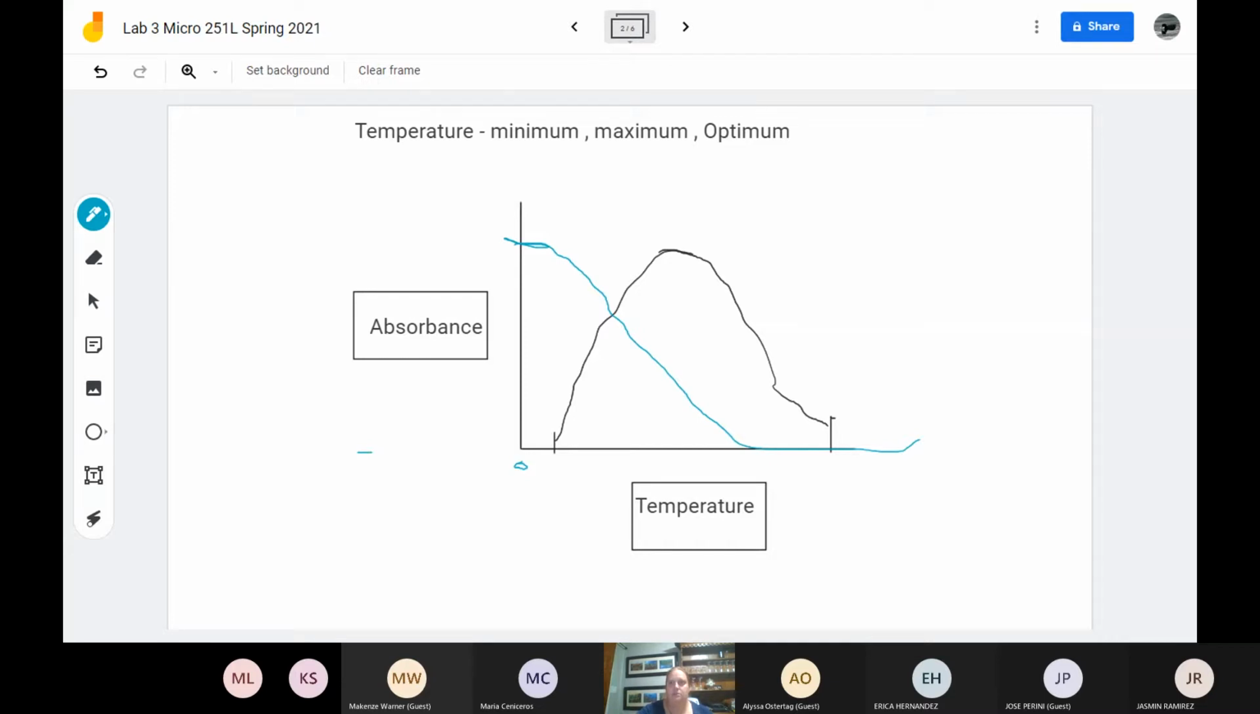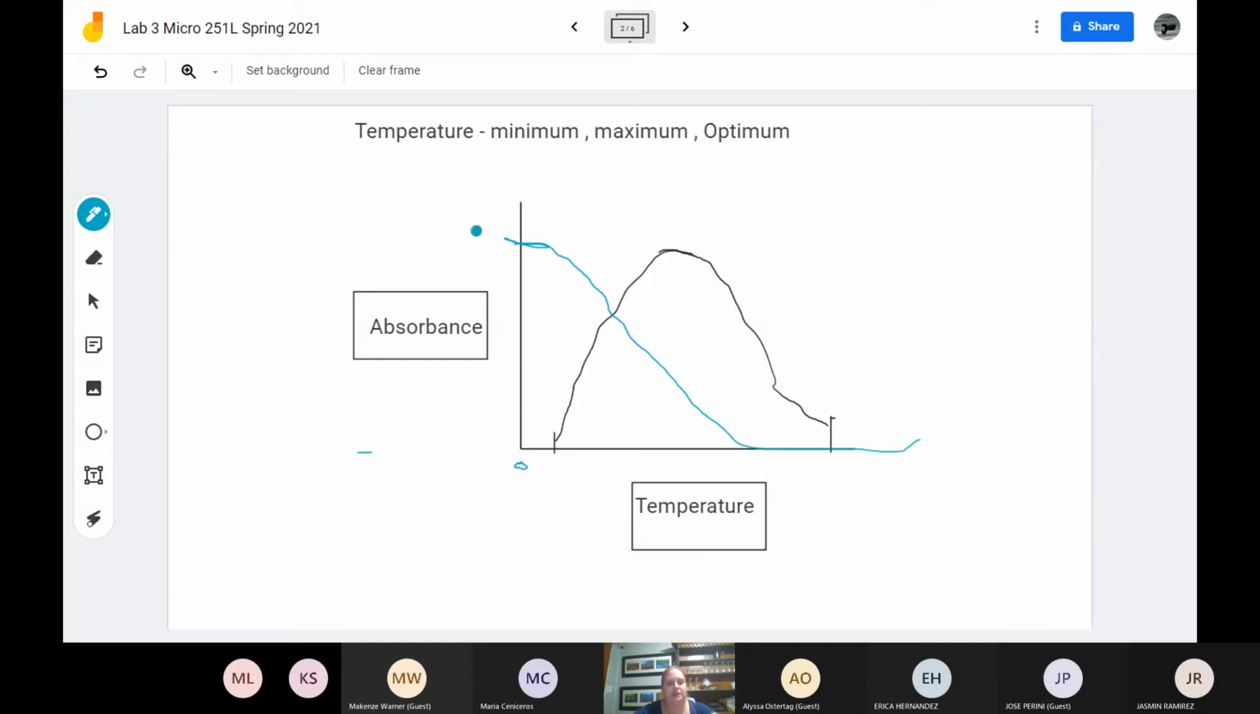Where'd my mouse go? I've just freaked out the computer. Can you still hear me? Yeah, I can hear you in here. Sorry, I'm using my husband's computer and it just kind of freaked out on me.